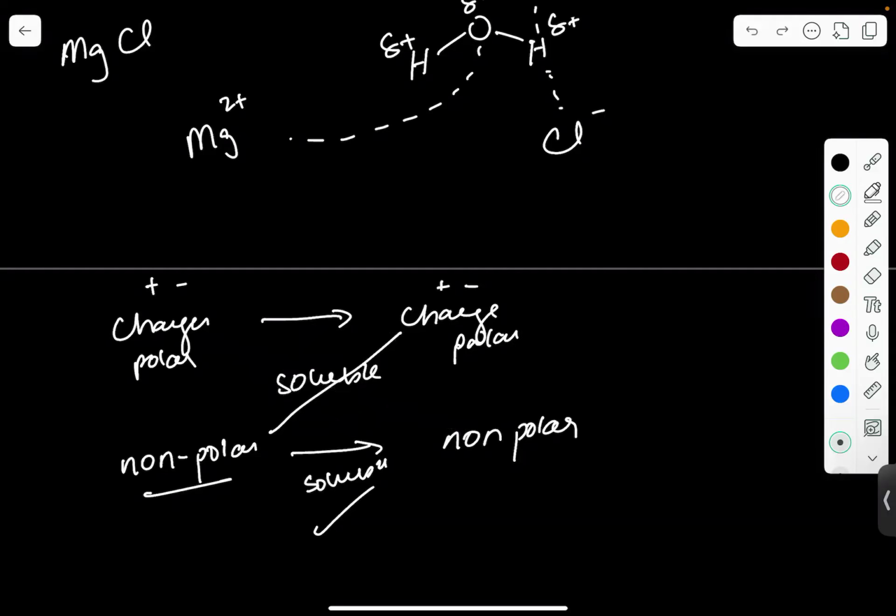You can't dissolve a non-polar compound in a polar solvent, and you can't dissolve a polar compound in a non-polar solvent. They just don't interact like that. Exactly, and this is why oil and water don't mix.